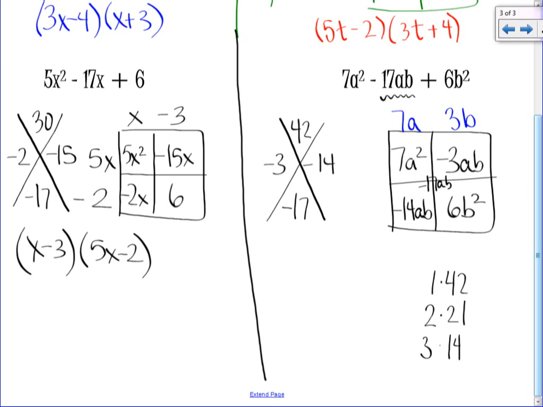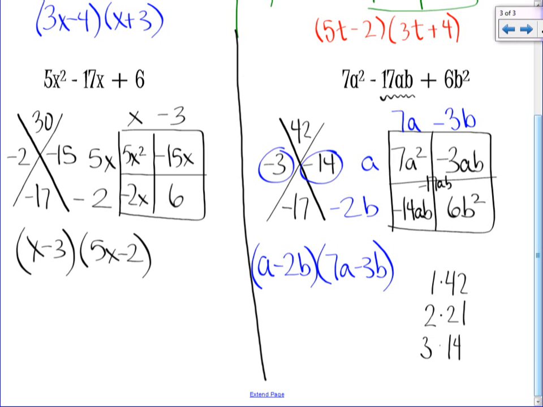What about here? 7a here. Just a. And both of these negative? Yes, sir. Okay. So we've got a minus 2b, 7a minus 3b. Questions? The process is always the same, and the hardest part is finding these numbers right here, because everything else just drops into place.